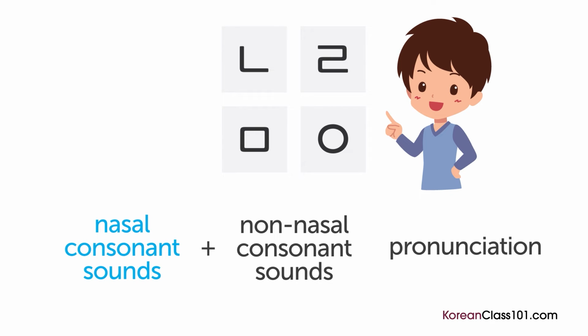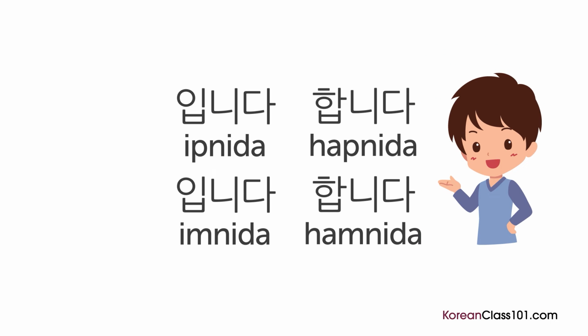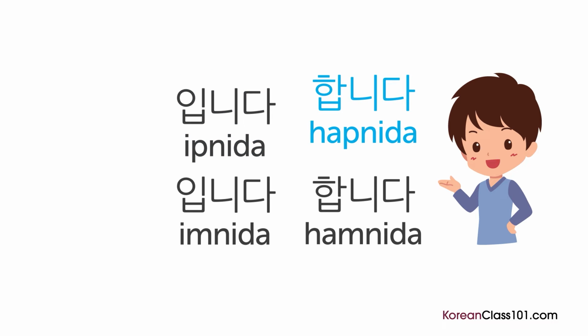When the nasal consonant sounds are paired with non-nasal consonant sounds, the pronunciation changes. For example, if you just read the Hangul on their own, you might want to say 입니다 and 합니다.